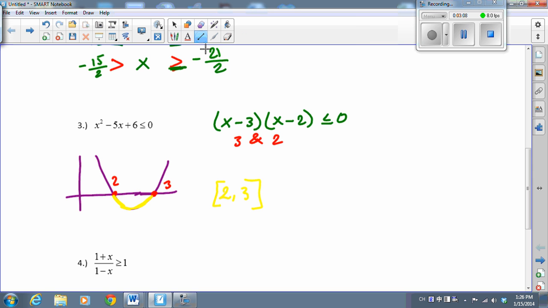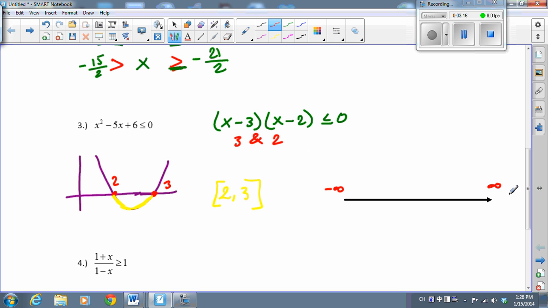The other way of solving it is by using the test point. So I will draw my line that goes from negative infinity to infinity. I will go ahead and plug in my solutions. My solution are 2 and 3. So at this point, I'm making a dark point because I had all equal. I will write a 2 here, and at this point, I will have a 3.